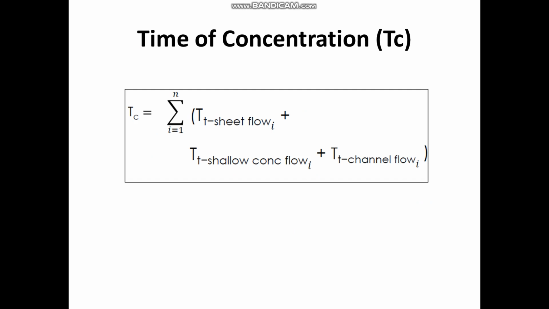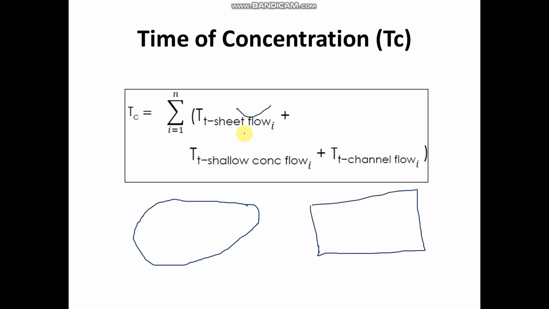Okay, and this one is the time of concentration. If you want to calculate the time of concentration for a large basin which has partly natural overland flow and stream flow, in that case we have to apply a combination of sheet flow, shallow concentrated flow and channel flow. In case of an urban watershed where development is proposed, in that case we have to apply sheet flow plus shallow concentrated flow.